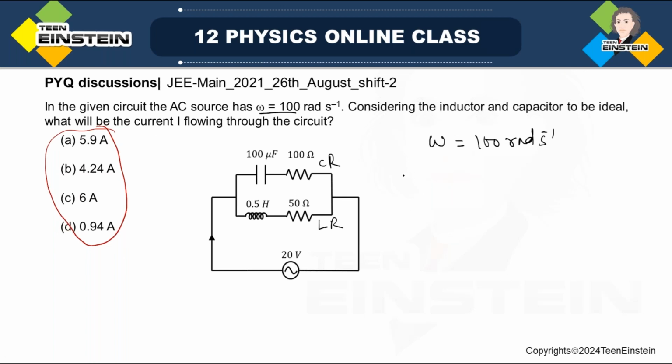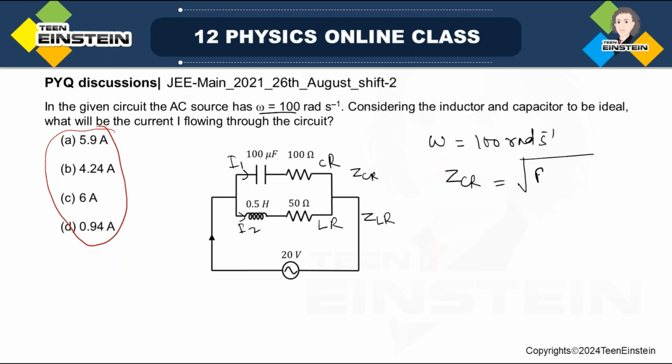So if I know the impedance of this CR circuit and the impedance of the LR branch, I can find out the currents I1 and I2 through them, and then I have to apply the phasor diagram method to find out the total current in the circuit.